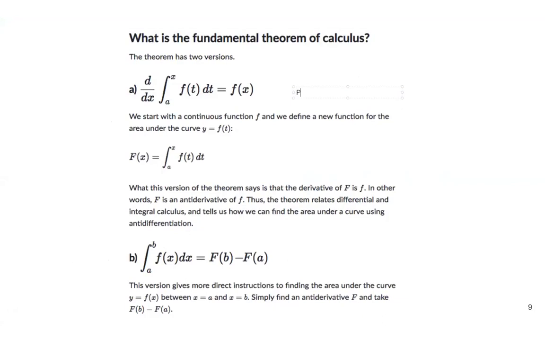So part 1 tells us a derivative cancels out an integral. That's what part 1 is telling us. That's why at the end you get f of x, because the derivative cancels this out and you just get your function. Part 2 is basically giving you the steps to calculate the area under a curve.